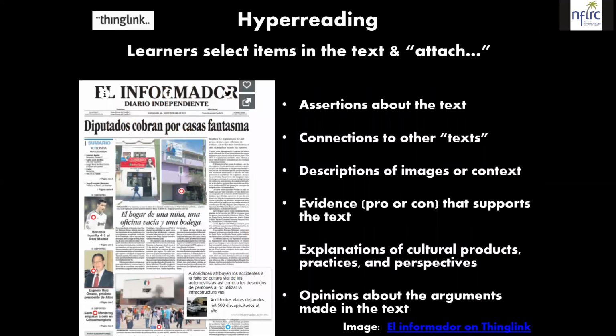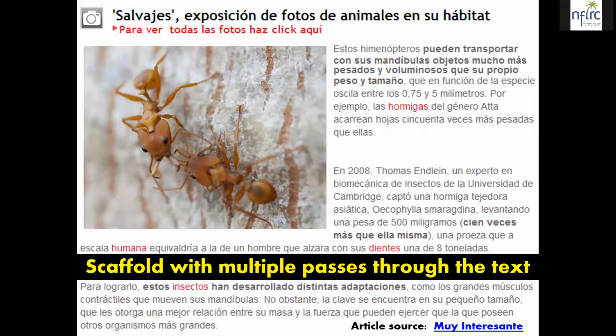The last piece that I want to highlight here is the idea of making multiple passes through the text for different purposes and how you can use the text itself to do that. So this particular article comes from Muy Interesante, and what's nice about this text is they've kind of scaffolded it for you already. They have gone through and bolded the main idea in each of the paragraphs. So I can have students go through and with a partner or by themselves read the main idea first, read the bold part of the text, and see if they can figure out what it means.